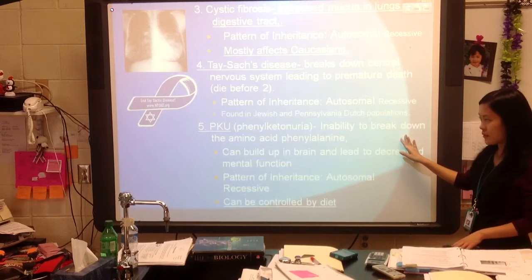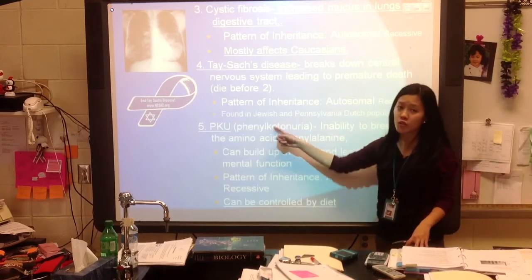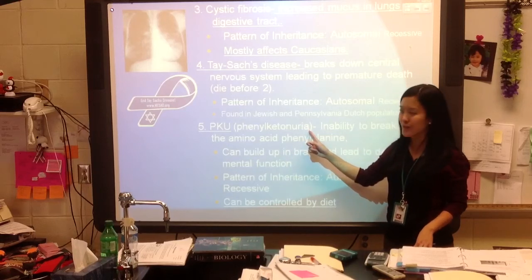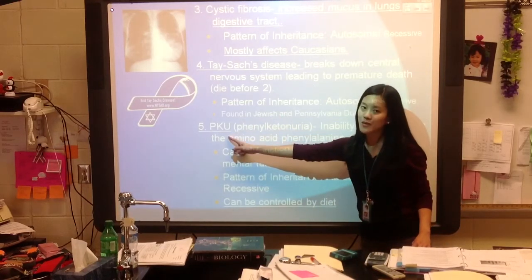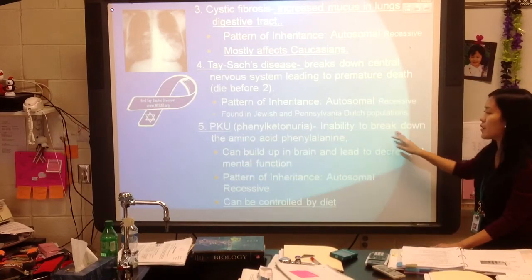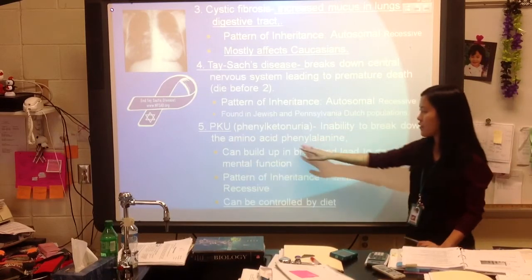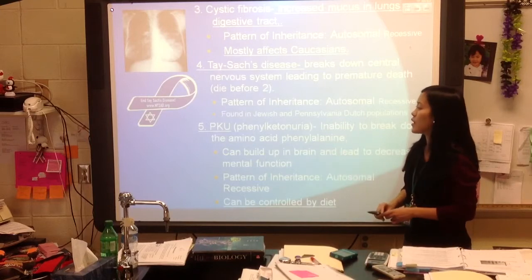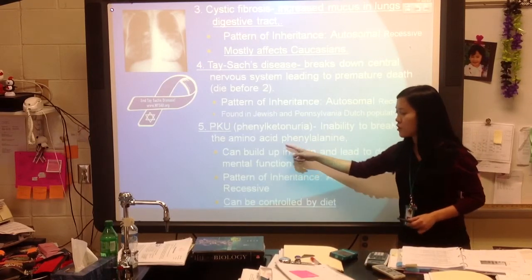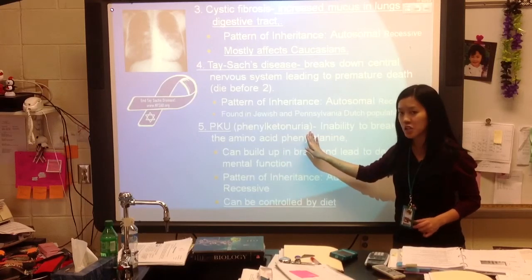The 5th disease that we need to know about is called phenylketonuria, okay? But you're not expected to be able to say or even know the whole name. You do need to know that for shorthand, it's called PKU. PKU is the inability to break down the amino acid, phenylalanine. In our previous unit when we worked with protein synthesis, we saw Phe or Phen as the abbreviation.